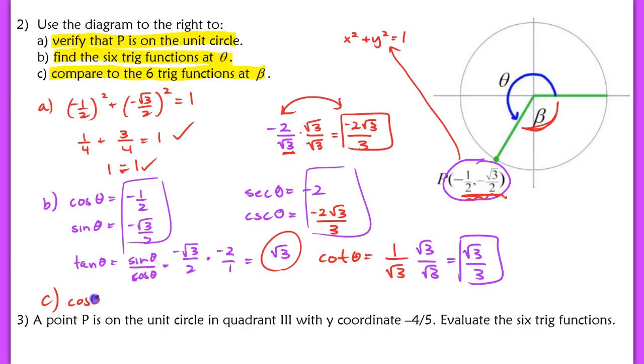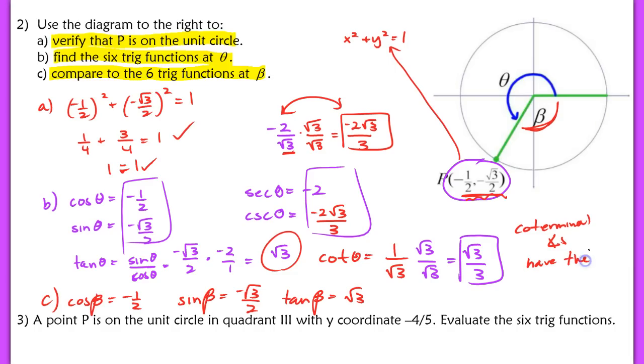I know that the cosine of beta has to be negative 1/2. The sine of beta has to be negative root 3 over 2. The tangent of beta has to be root 3, and so on. So I don't actually have to do all this work because I know that coterminal angles actually have the same trig values. Okay, that was the whole point of this question, to see that our coterminal angles end up with the same exact trig values because you're using the exact same xy outputs.